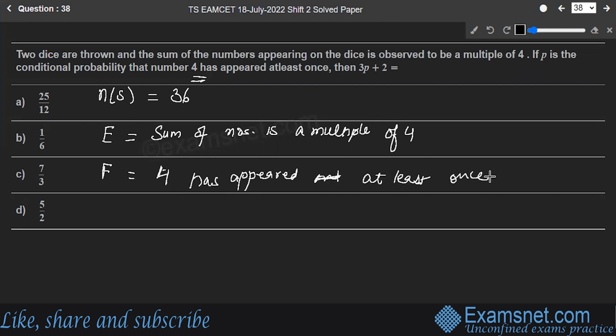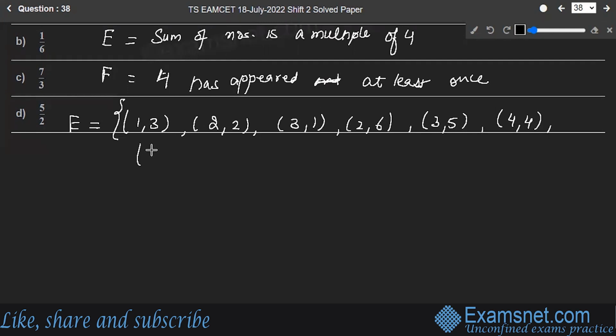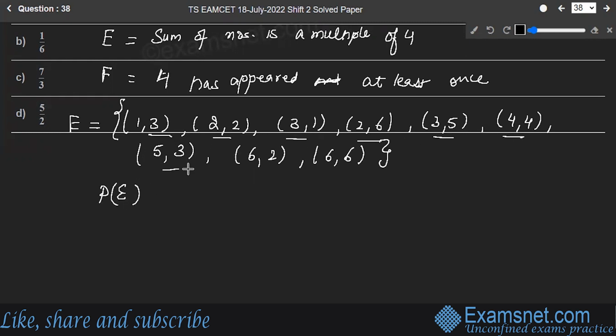So, what is the possible sample space for E? It is (1,3), (2,2), (3,1), (2,6), (3,5), (4,4), (5,3), and so on, 12 in total... sorry, that is it. That means the probability of event E is, counting 1, 2, 3, 4, 5, 6, 7, 8, 9, equal to 9 upon 36.